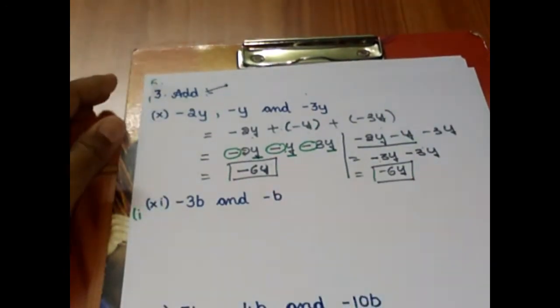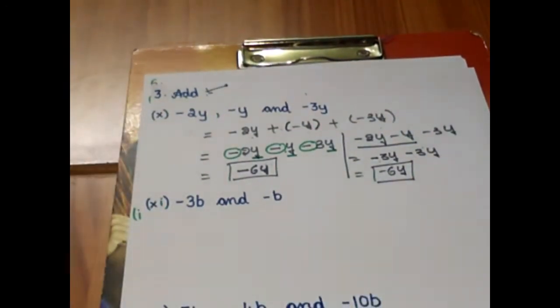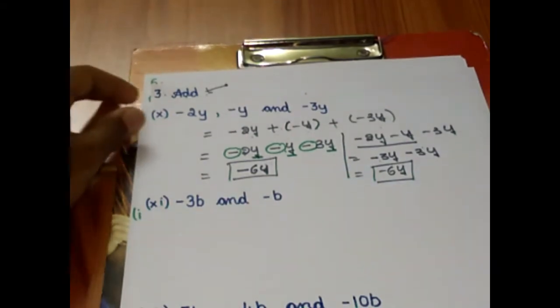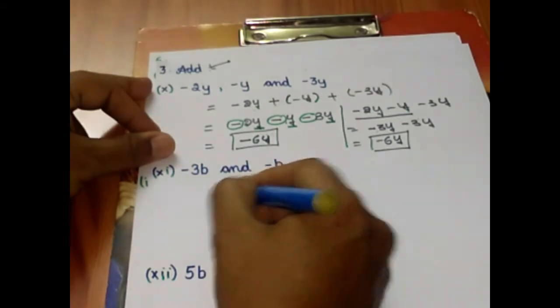When all the given terms are plus, or if all the given terms are minus, we can do it directly. But one with plus, one with minus, you have to go step by step. Okay. Next problem, question number 11.